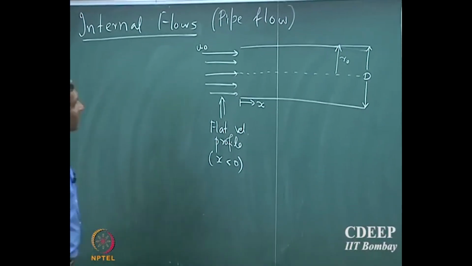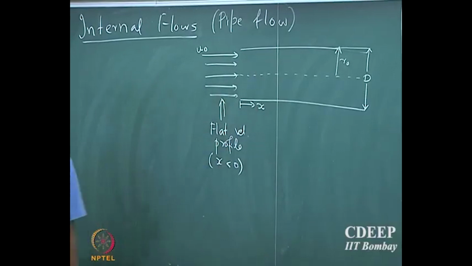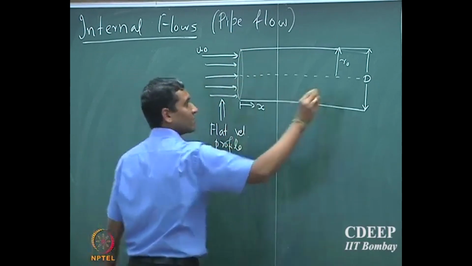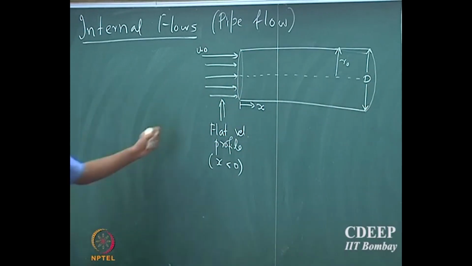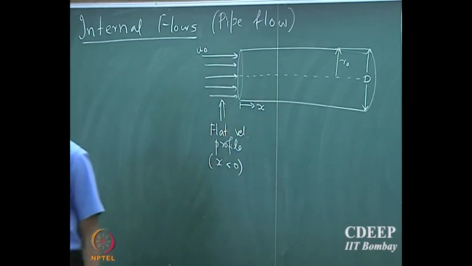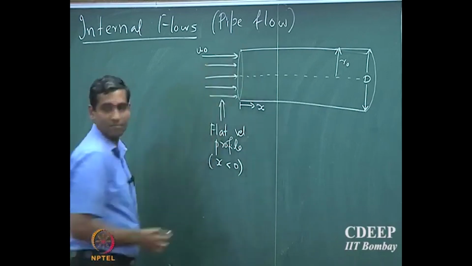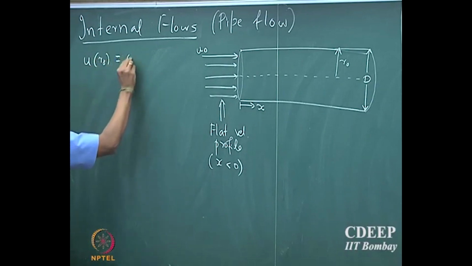Now suppose the fluid flows into the tube. Note that it is a circular tube, so it has a circular cross section. As soon as the fluid enters the tube, it experiences the wall which is present at location r naught. Similar to the flat plate, the velocity of the fluid will come to 0 at the wall. So u at r naught is equal to 0.